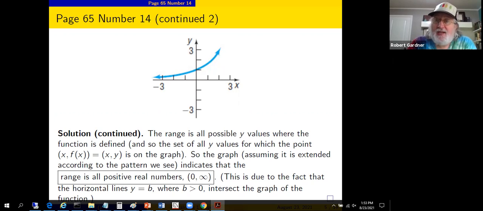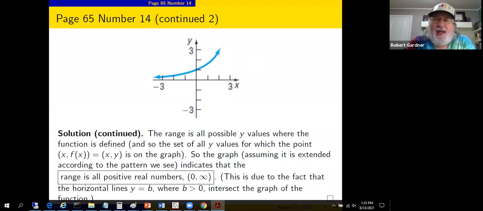And if the trend continues as established in their tiny little graph, then the horizontal line actually intersects this curve in exactly one point as well. Not relevant to the current conversation, though. It's relevant later on when we talk about one-to-one functions and inverses.